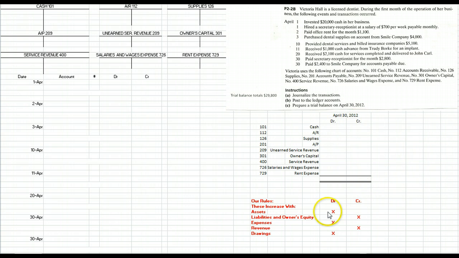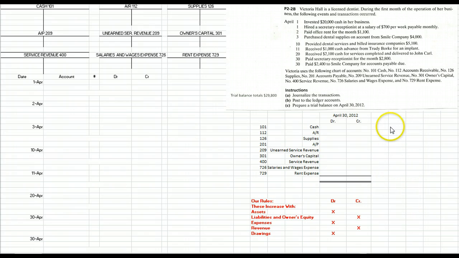Our rules for journal entries are: assets increase with debits because they're on the left-hand side of the balance sheet. Liabilities and owner's equity accounts increase with credits because they're on the right-hand side. Expenses are debits. Revenue, which is the opposite of expenses, must be credits. And drawings, which are not in this problem, are debits.